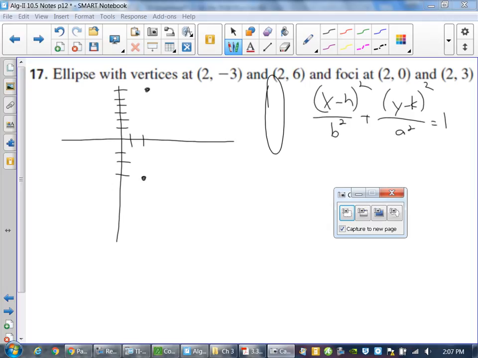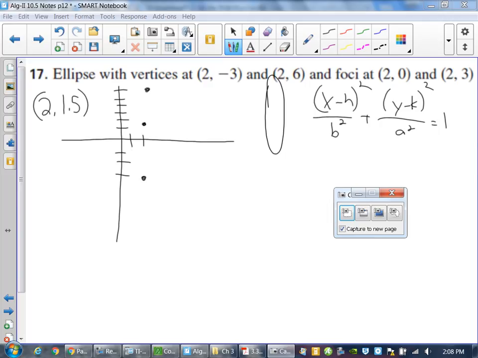So you have vertices at (2, -3) and (2, 6). So what's -3 plus 6? What's half of that? 1.5. So my center is going to be at (2, 1.5). Again, this is a scenario where throwing a decimal in there is a little bit easier than dealing with anything else. Not a big deal.